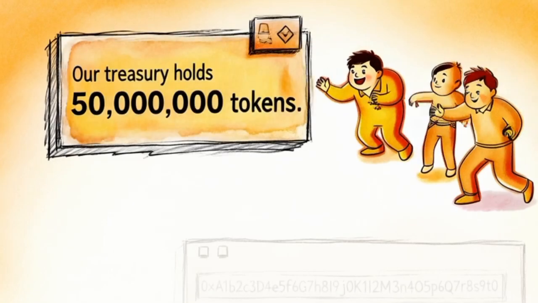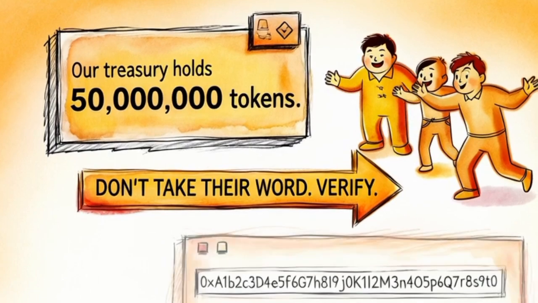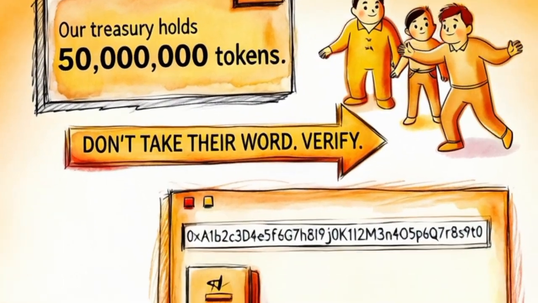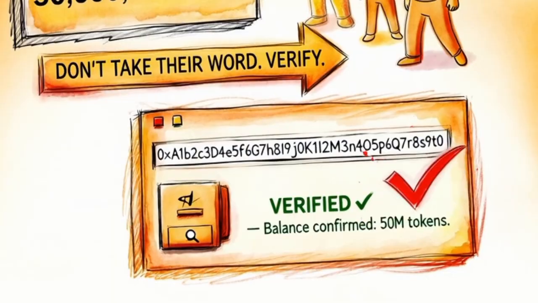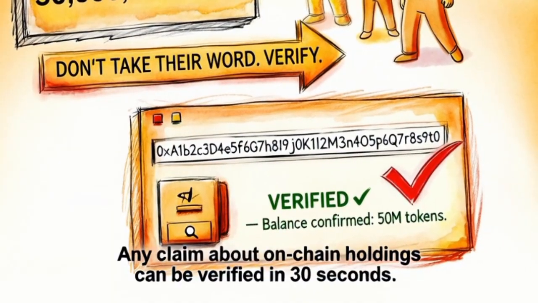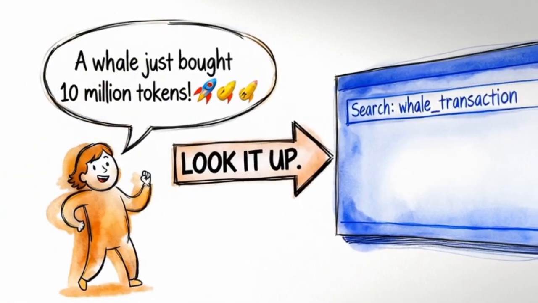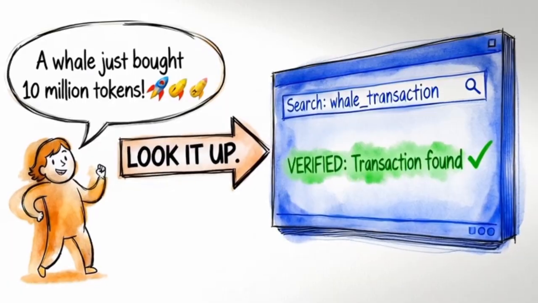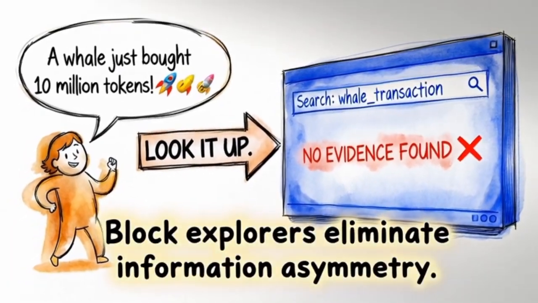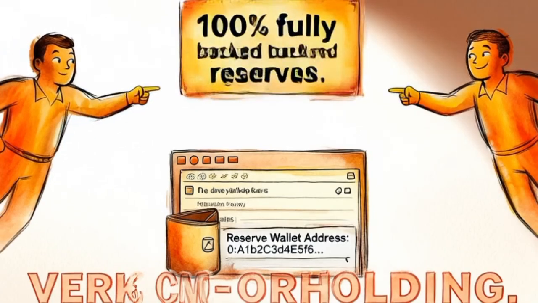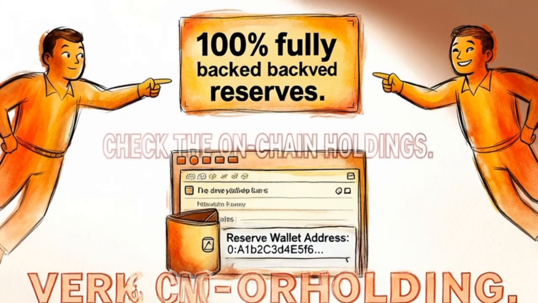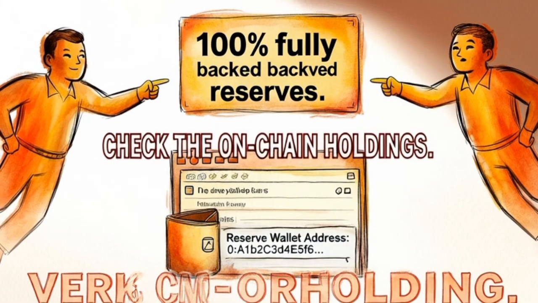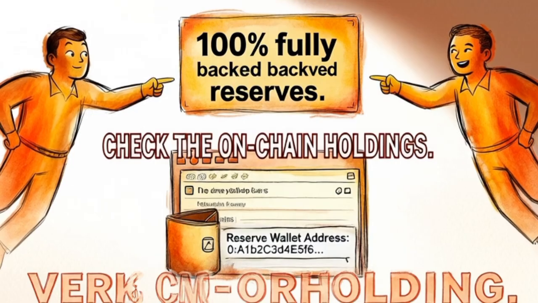Why does this matter for you as a holder? Because it means you never have to take anyone's word for anything. When a project claims its wallet holds X amount of tokens, verify it. When an influencer says a whale just bought 10 million of a coin, look it up. When a stablecoin issuer claims its reserves are fully backed, check the on-chain holdings. Block explorers are the primary verification tool of every serious crypto investor, and they are completely free to use.